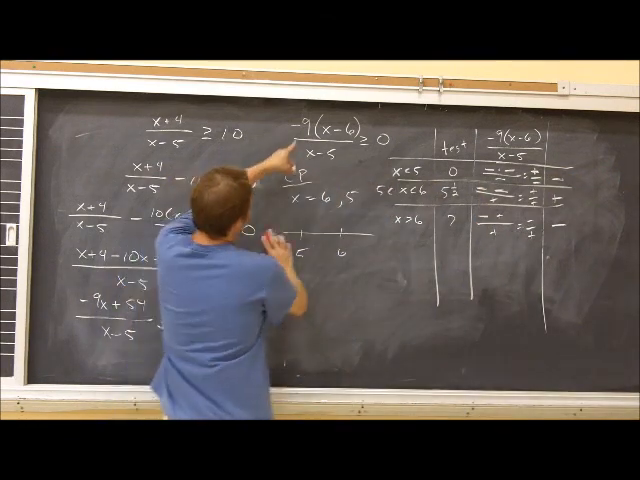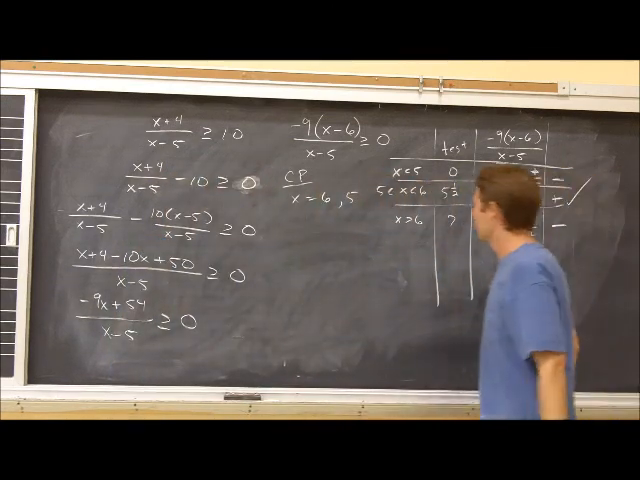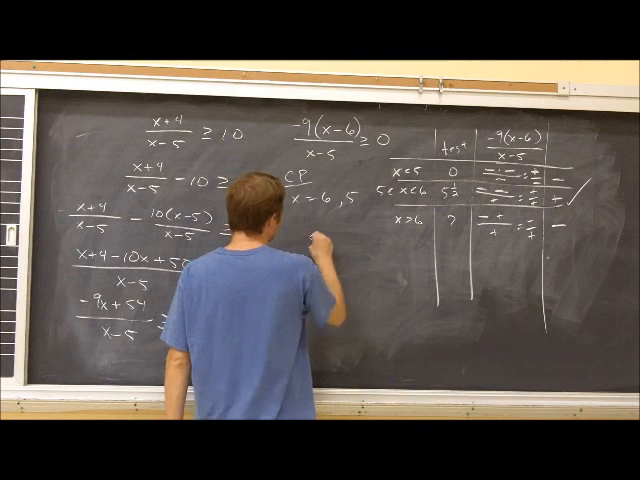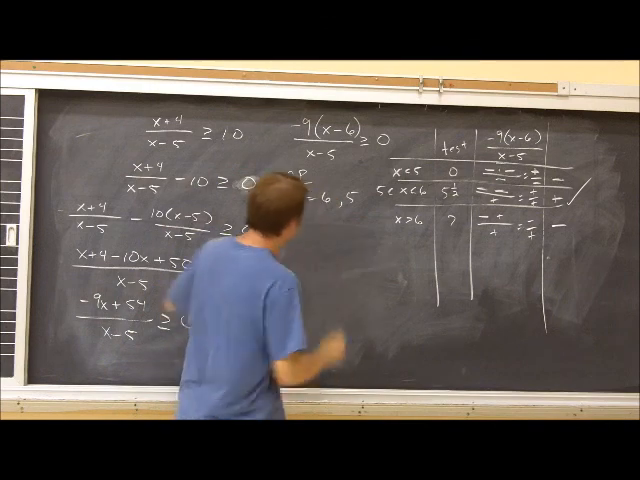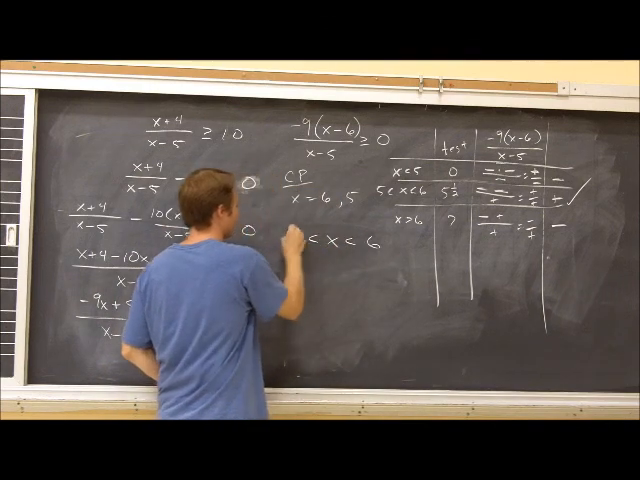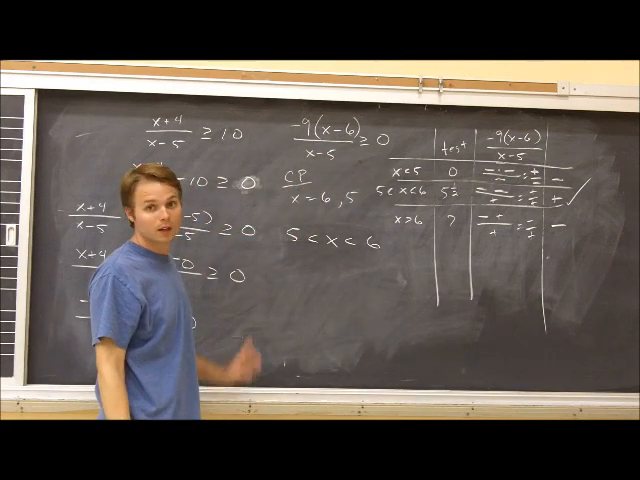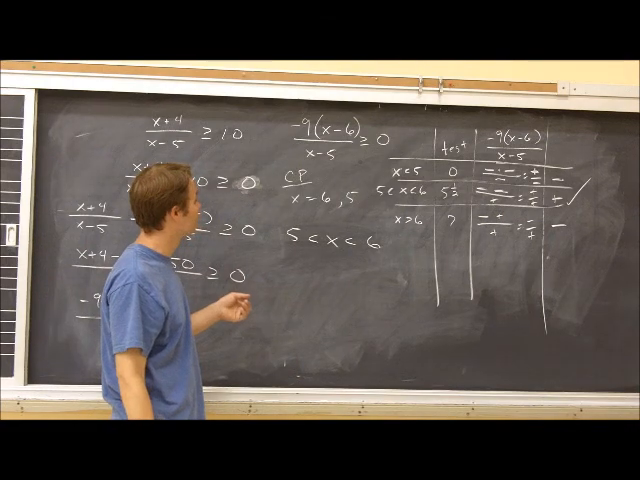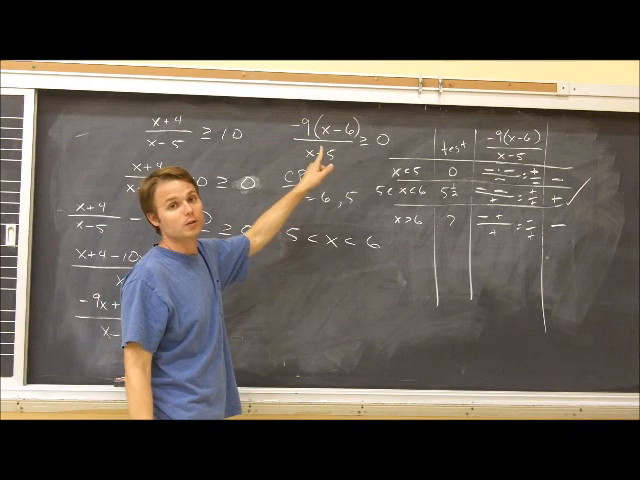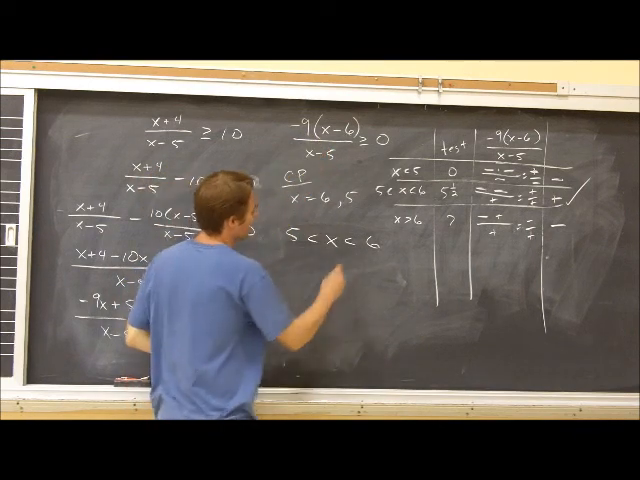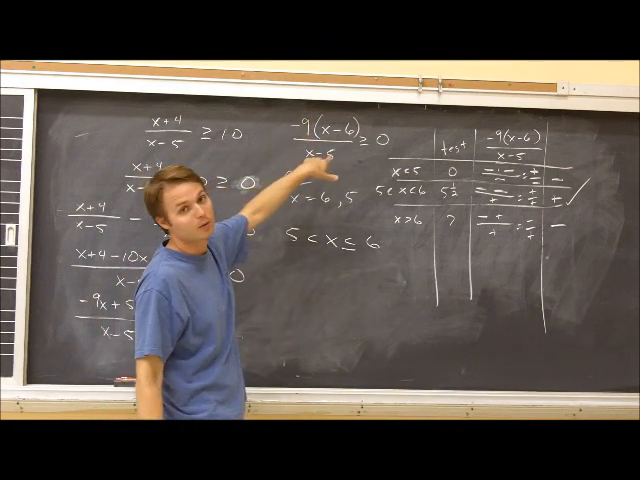So I'm interested in when this expression is greater than or equal to 0. So I want to look here at the positive one. So on the interval between 5 and 6, my solution is true. But I also am willing to take when this is equal to 0. Now be careful here. When is this equal to 0? Well, the entire expression is equal to 0 whenever the numerator is equal to 0. So whenever x equals 6, that will make that entire expression equal to 0, right? Because I'll have 0 divided by 1.